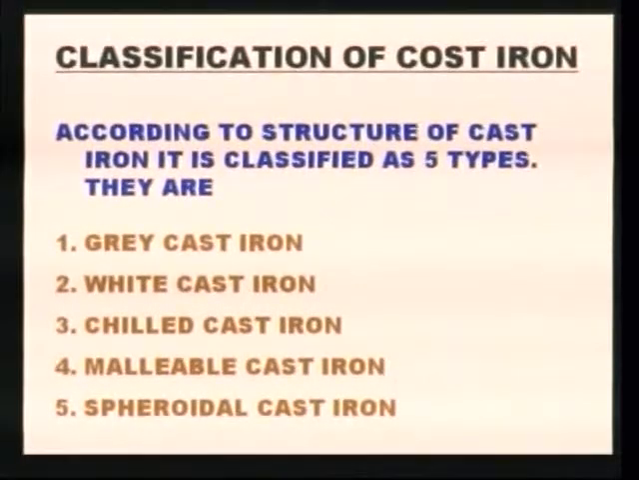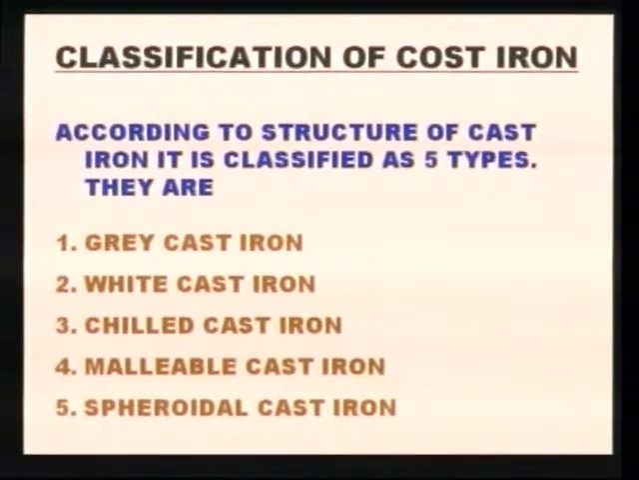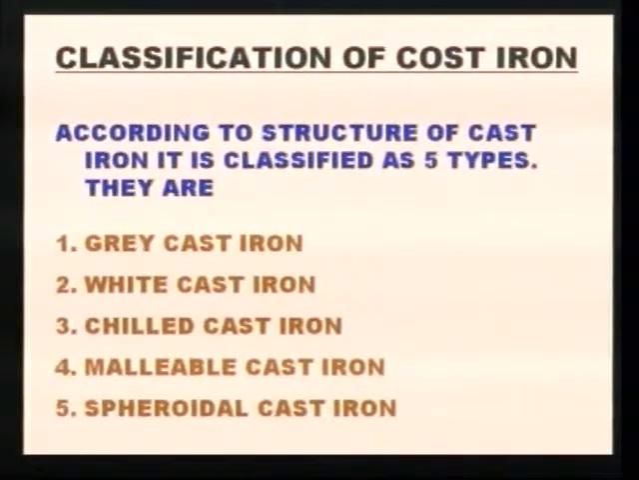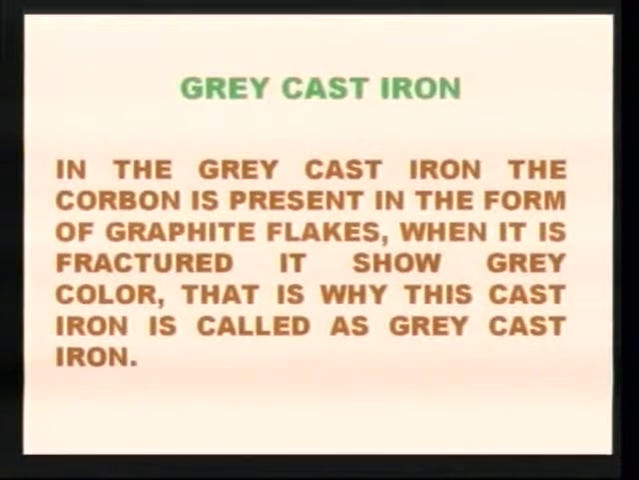Now we will see the types of cast iron, that is, the classification of cast iron. According to the structure of cast iron, it is classified into 5 types. They are 1. Grey cast iron, 2. White cast iron, 3. Chilled cast iron, 4. Malleable cast iron, 5. Spiral cast iron. First of all, we will see about grey cast iron.